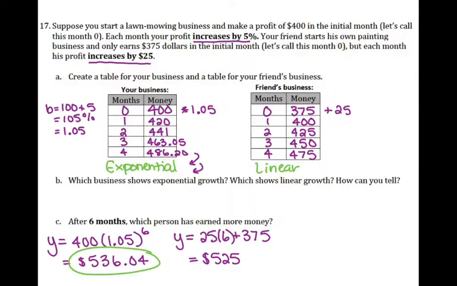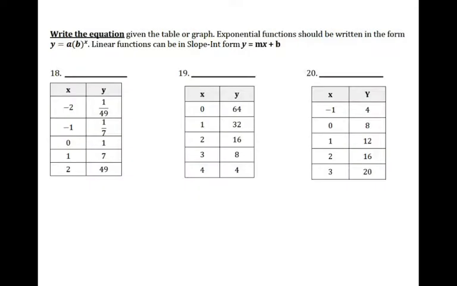All right, let's see what's next. Writing equations. Write the equation given the table or the graph. Exponential functions should be written in the form y equals a times b to the x. Linear functions can be in slope-intercept form, y equals mx plus b. So the first thing I need to do is figure out what's happening to my y values to determine if it is going to be exponential or linear.